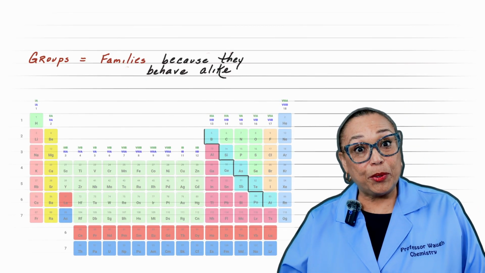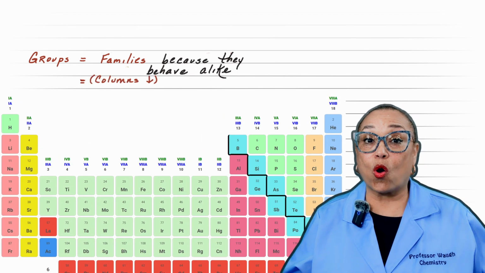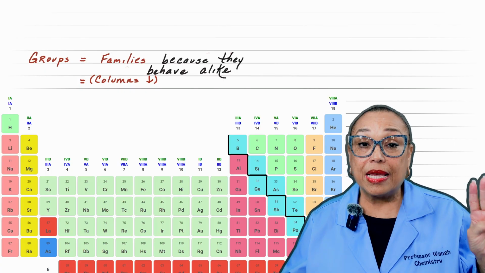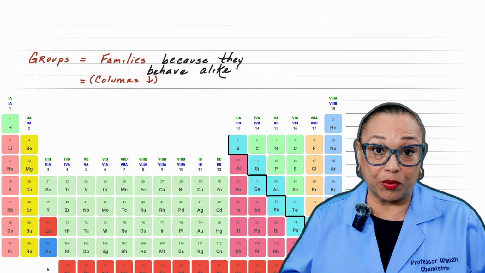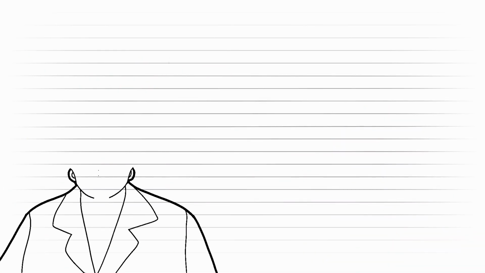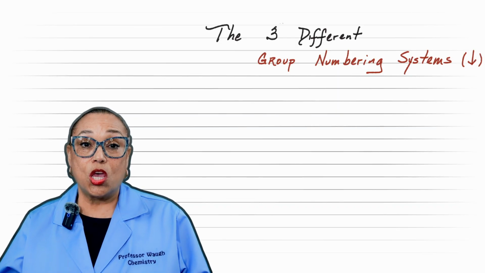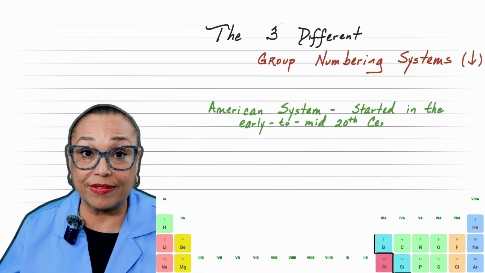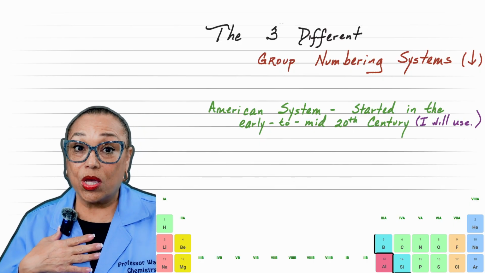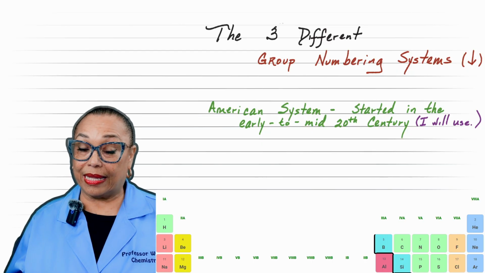Now, when you look at the periodic table, all of the groups are columns, and there are 3 different numbering systems that you'll find on different periodic tables. So let's break it down. There are 3 different numbering systems for the groups. You have the American system, started in the early to mid 20th century, which I use. And the reason why is because I can teach you some things, so you'll see that later on.